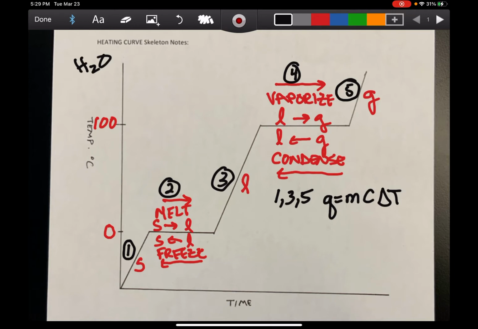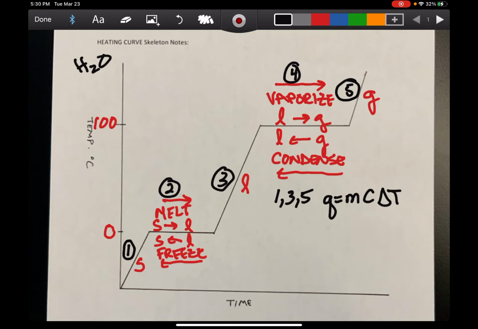ΔT is the change in temperature. Okay, 2 and 4 are some new things we haven't talked about. You can see on 2 and 4, flat line, right? No temperature change. We cannot use MCΔT here, because that would say there's no heat. We know there has to be energy going in to break those intermolecular forces for the solid to go to a liquid and then a liquid going to a gas. So instead of using MCΔT, we have to use something different.